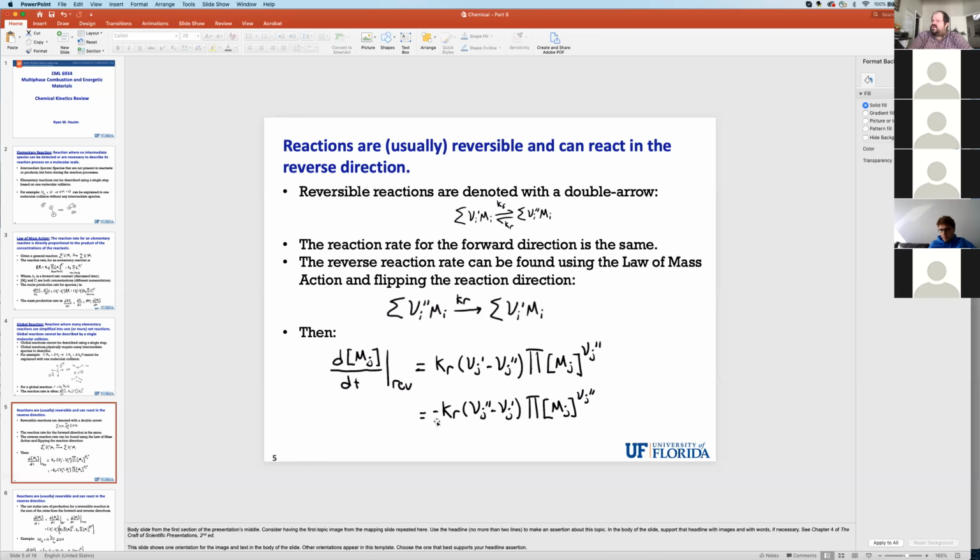And so this equals negative. So the reaction rate, or the time rate change of molar concentration, is equal to minus Kr times the difference in the stoichiometric coefficients times this product term here. Okay.